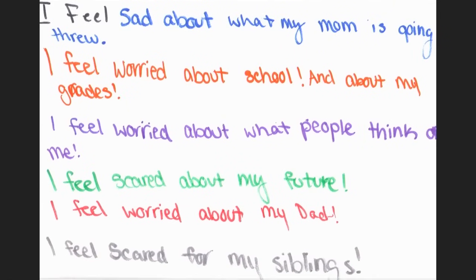Oh, before I did that, again, I had her scribble out those feelings, because they were pretty intense feelings. And she used all the different colors for all the different feelings. And then I asked her if she would write out what she had those feelings about. And she said, I feel sad about what my mom is going through. And her mom was going through this custody battle. I'm worried about school and my grades.